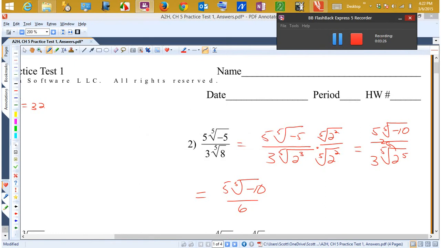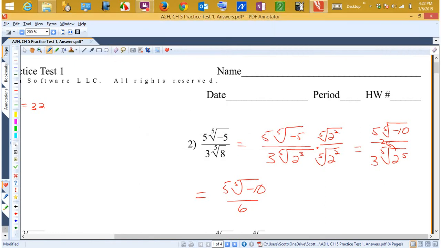Actually, there's a mistake there, if you see it. A negative 5 times 2 squared, that's a negative 5 times 4. So this will be a negative 20. And so this will be a negative 20.